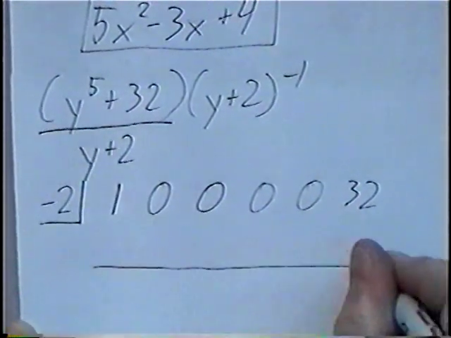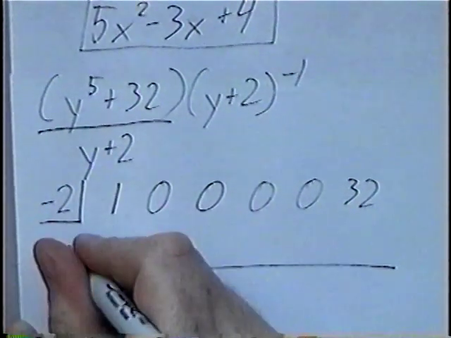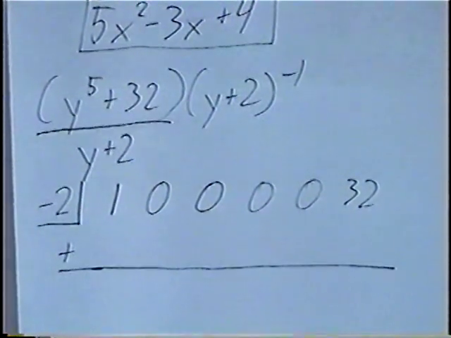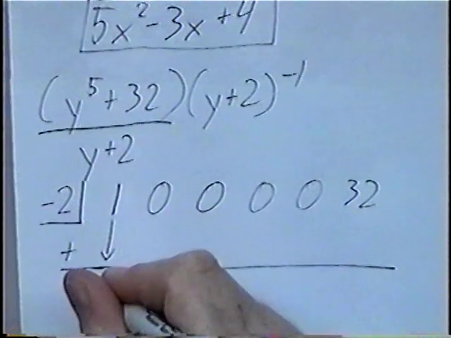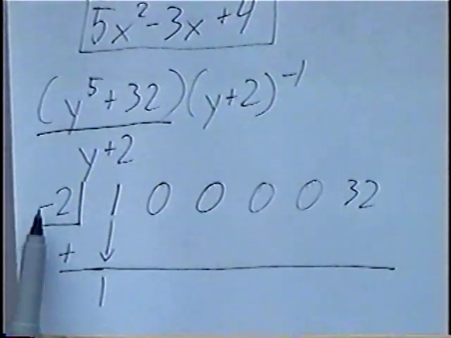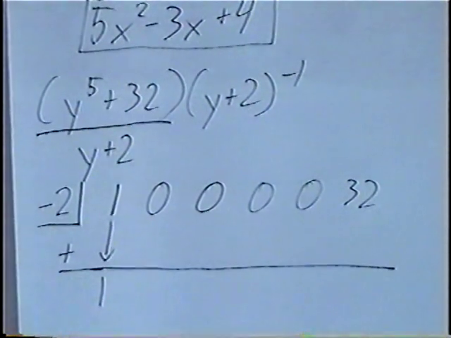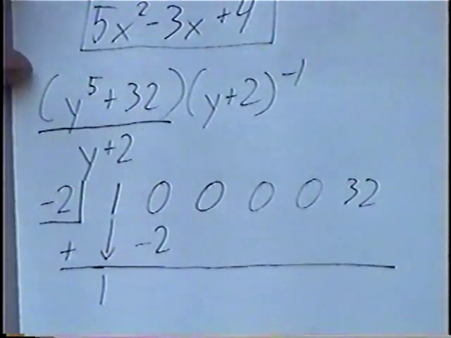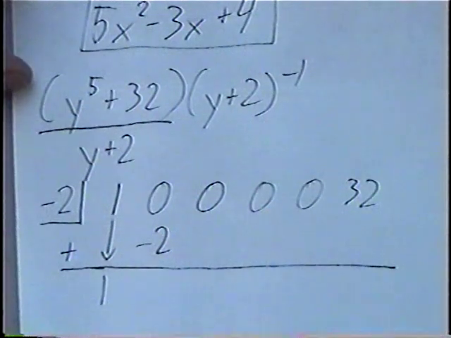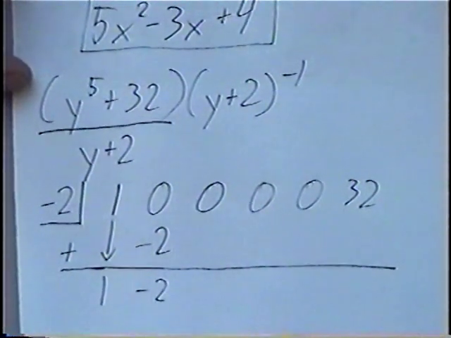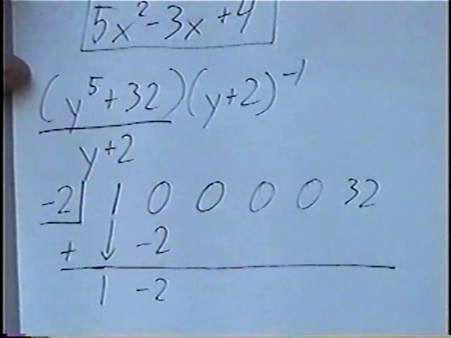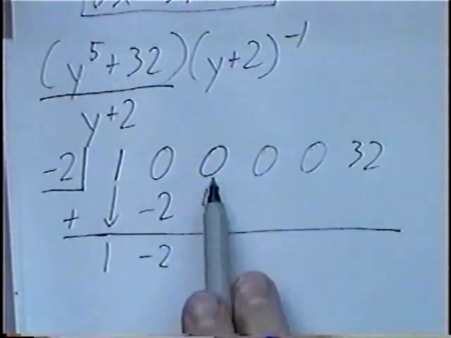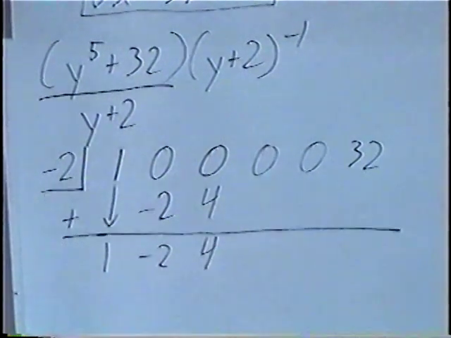From here we can draw the line on the bottom. And if you want to, you can add a plus sign, so you remember to add the numbers as the problem continues. The first number always comes straight down, and we'll always multiply by negative 2 for this question. Negative 2 times 1 would be negative 2. Adding 0 plus a negative 2 would be negative 2. Multiplying negative 2 times negative 2 would be positive 4. 0 plus 4 would be 4.